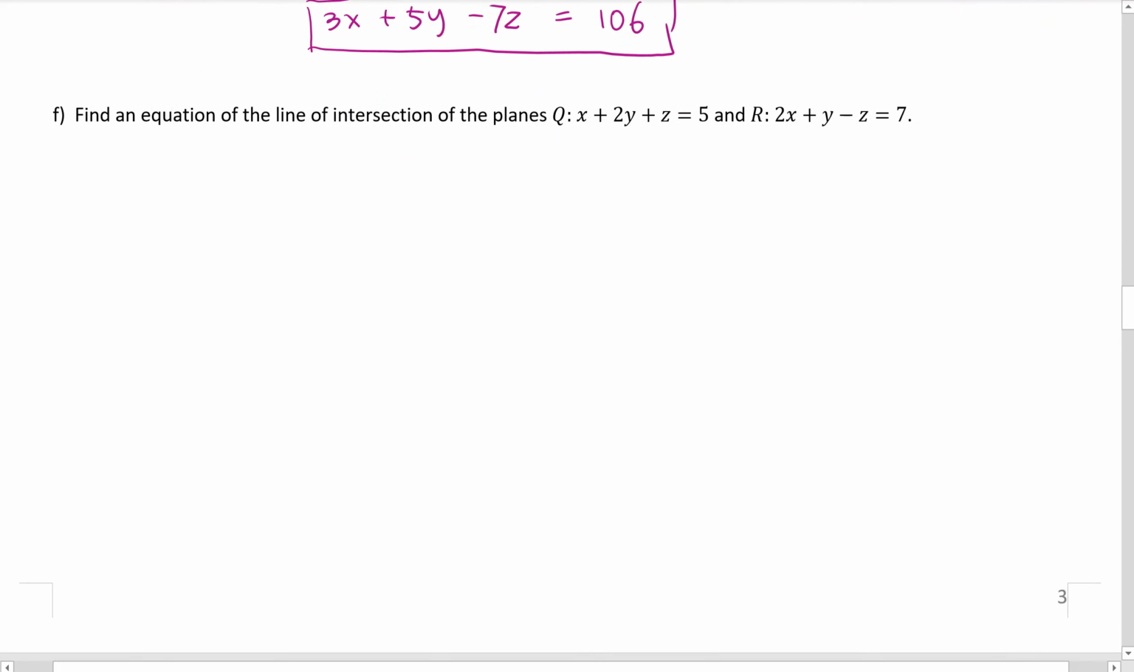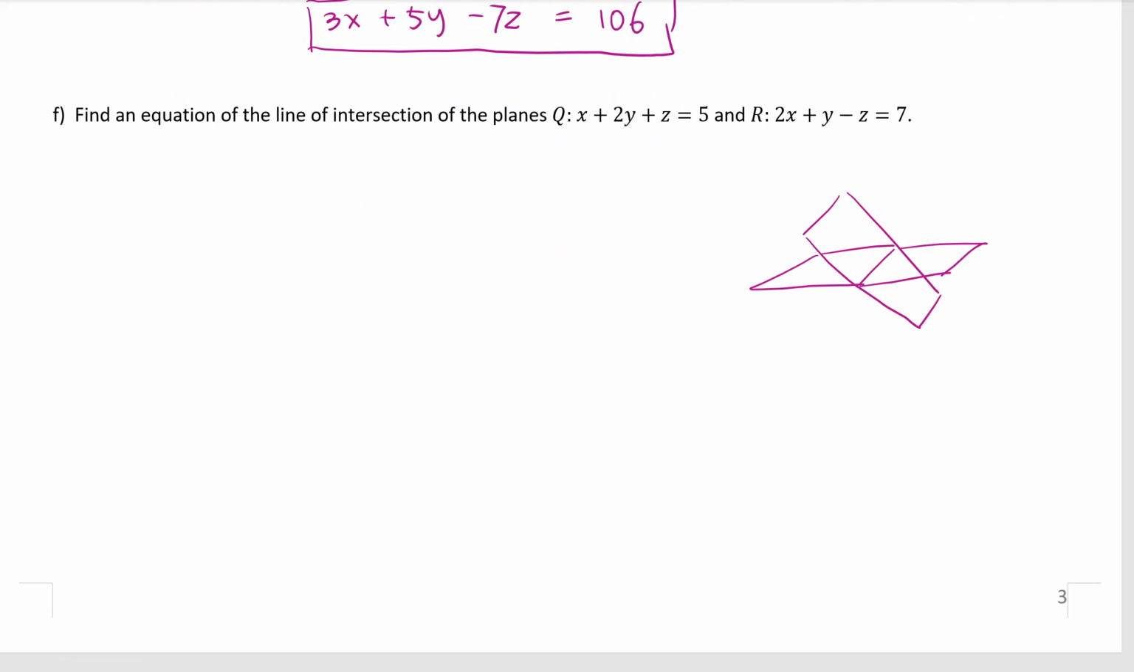Find an equation of the line of intersection of two planes. So we have two planes, they intersect, and we want to find this line. So it means we want to solve the system of equations: x plus 2y plus z equals 5, 2x plus y minus z equals 7.